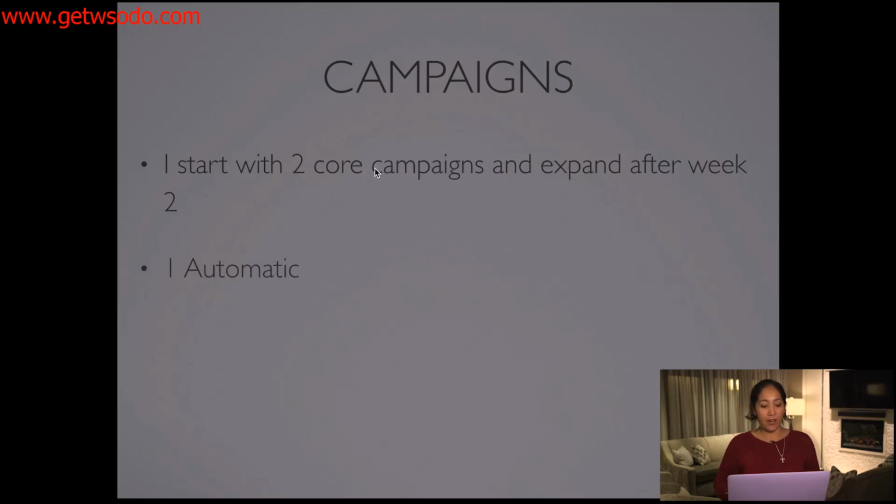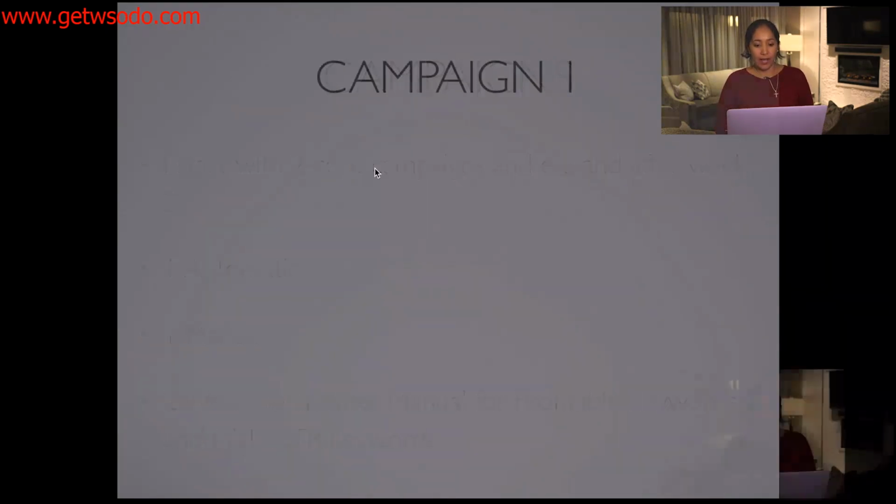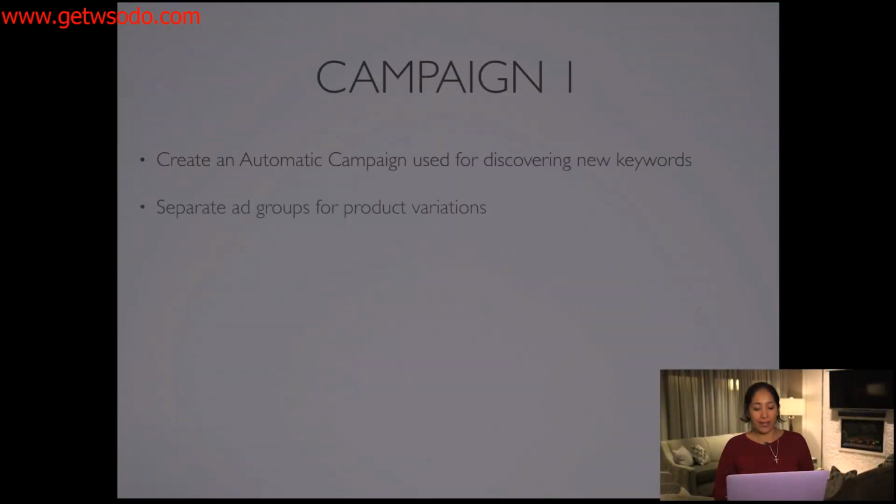The first campaign is an automatic, which we set up in the last module, as well as the manual campaign that we set up. And then 2 weeks later, after these run, it could be 2 to 3 weeks, it could even be a 4th week, let these 2 run and then start another campaign for profitable keywords, as well as keywords with a high CTR. And so campaign 1 is an automatic campaign.